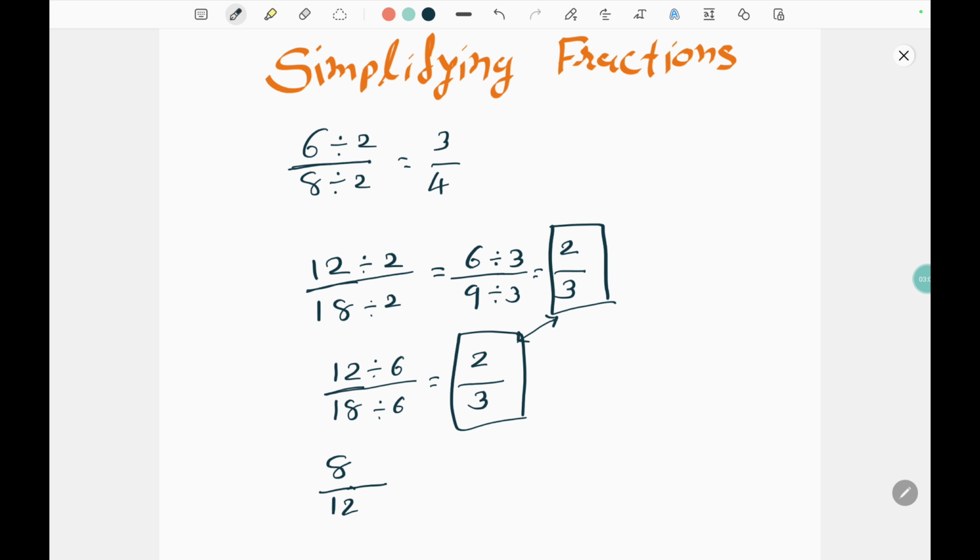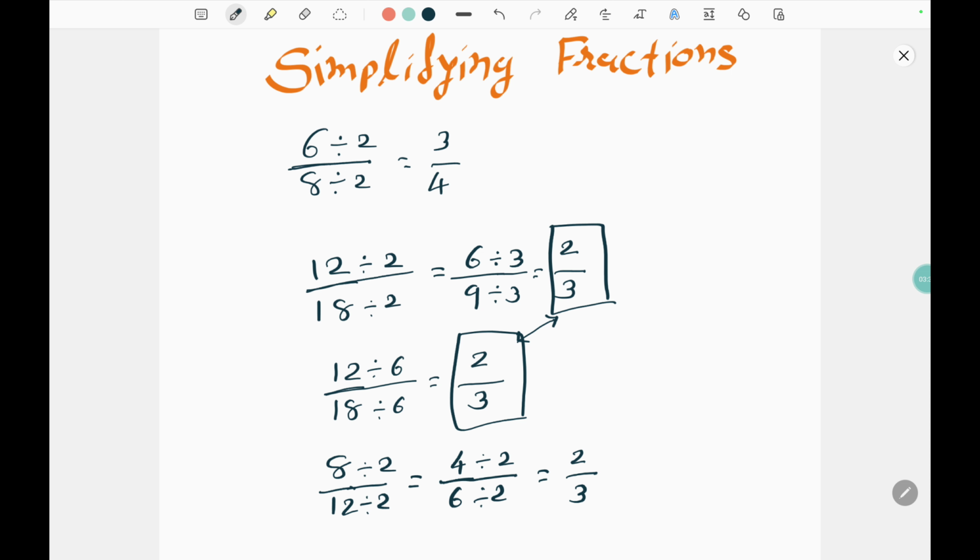So first, 8 and 12 both are even numbers. So both can be divided by 2. So 8 divided by 2, 12 divided by 2. So 8 divided by 2 is 4. 12 divided by 2 is 6. See, again 4 and 6 are even numbers. So both can be divided by 2. So 4 divided by 2 is 2 and 6 divided by 2 is 3. So the final answer is 2/3.